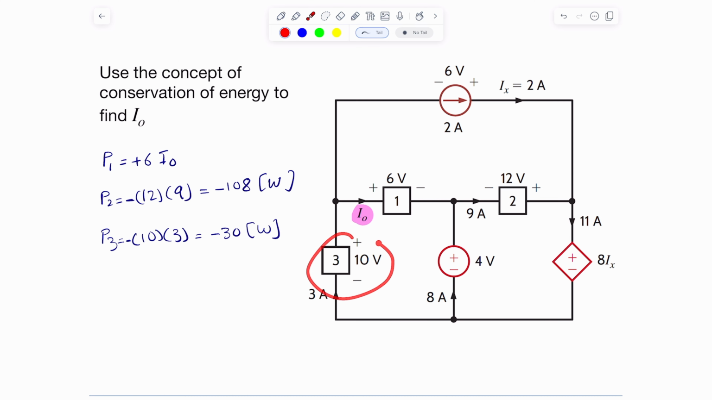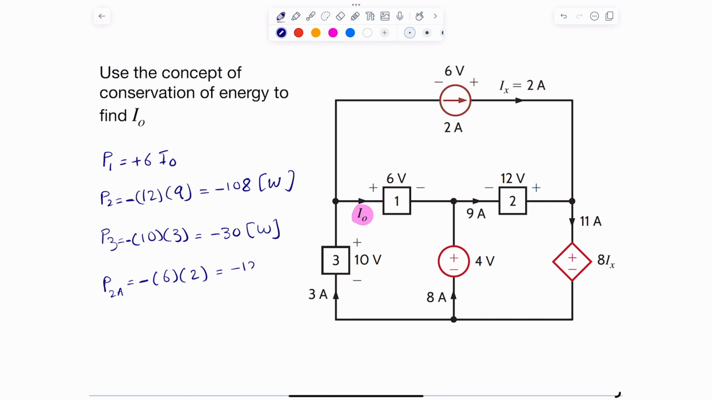So we move on to the sources. Sources also have power. I'm going to take a look at this current source first, so I'm going to say P of 2 amp. I know that the voltage across it is 6 volts and the current is 2, so all I have to do is multiply 6 times 2. But passive sign convention tells me the current is going that way and hitting the negative port first, so I'm going to have to put a negative in here. So that's negative 12 watts.